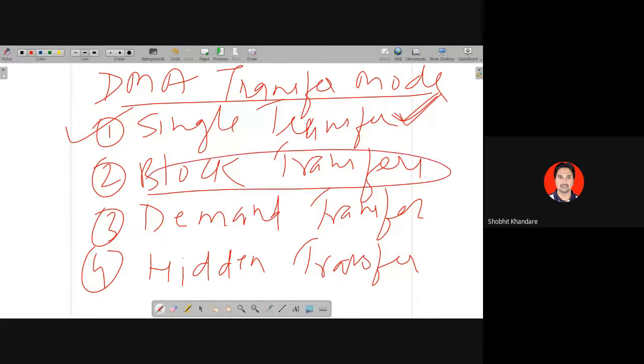Block transfer. In block transfer, we are transferring more than 1 byte. What happens in this? The disadvantage is that the CPU has to remain out of the system, or not having access to the system bus, for a longer time.